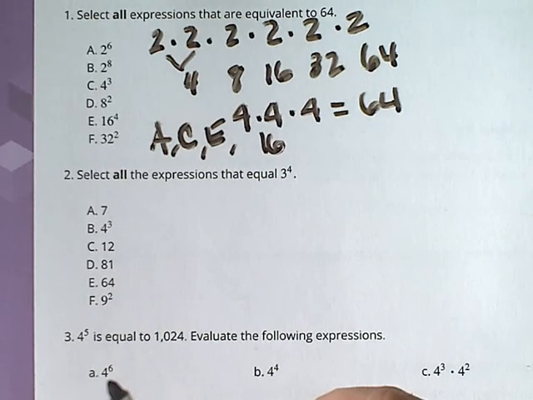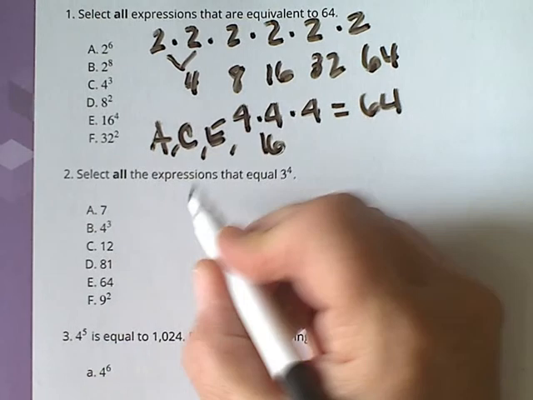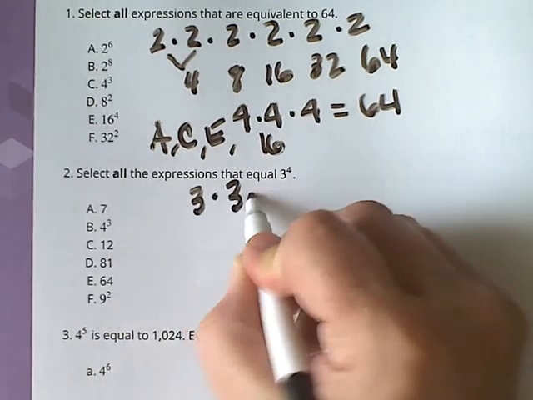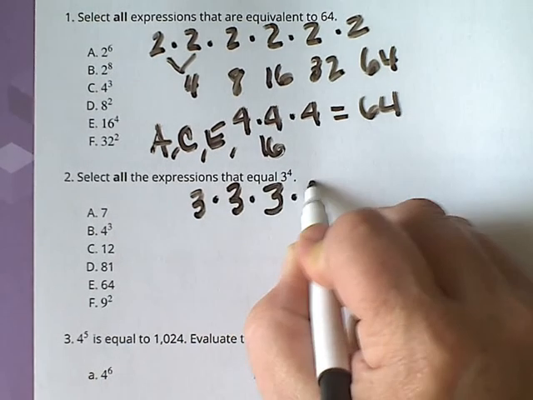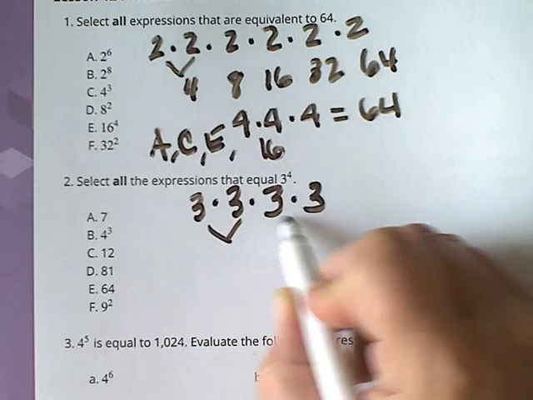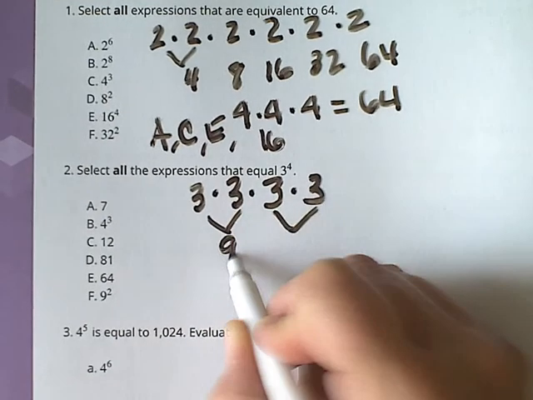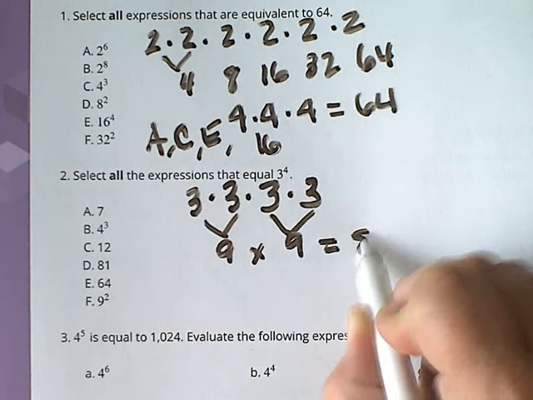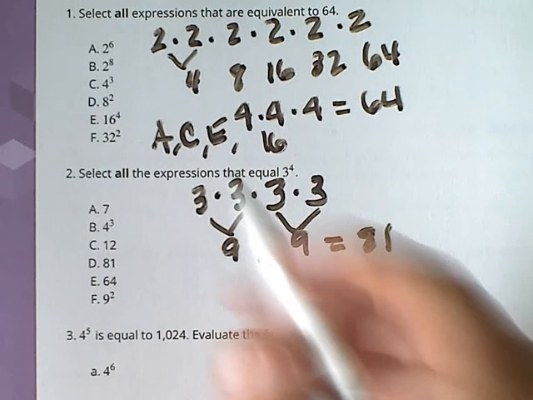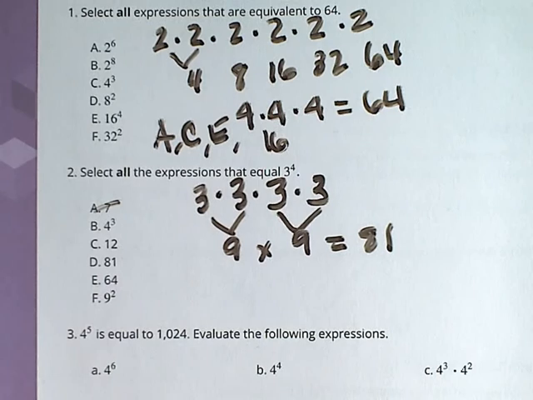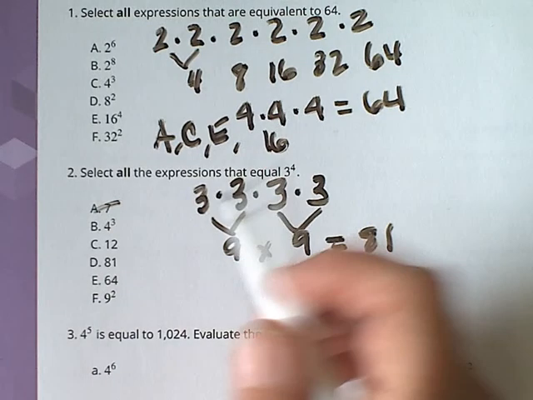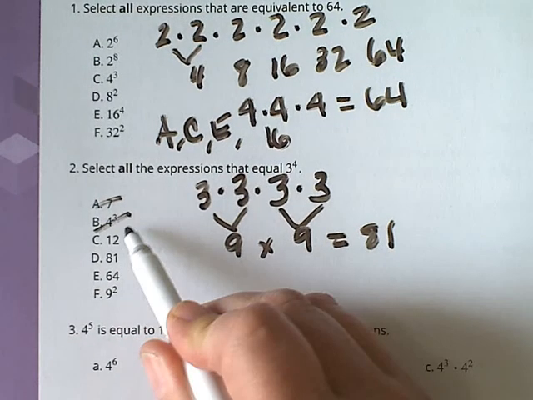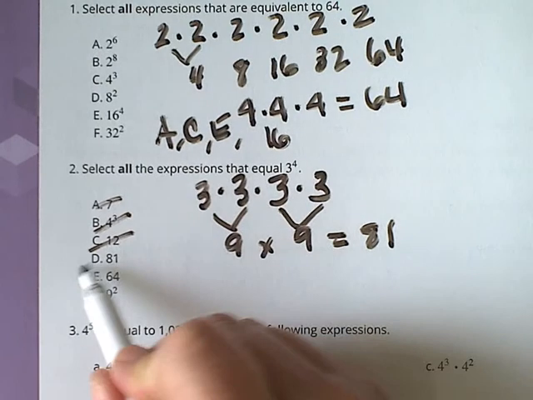Select all expressions that are equal to 3 to the fourth. Well, let's see what 3 to the fourth is. You could do it this way, where 3 times 3 is 9, and 3 times 3 is 9, and 9 times 9 is 81. So we know 7 is not equal to 81. We know 4 to the third was 64 in our last problem. 12 is not 81. D is correct.